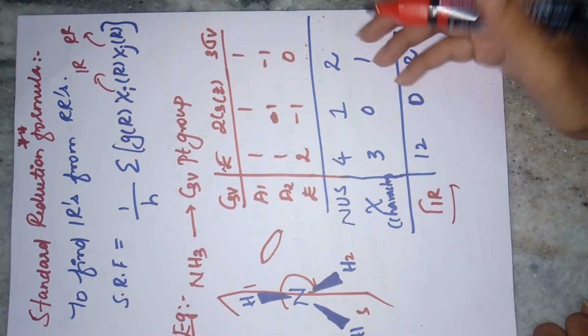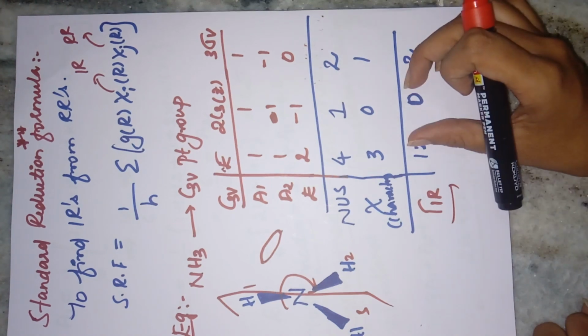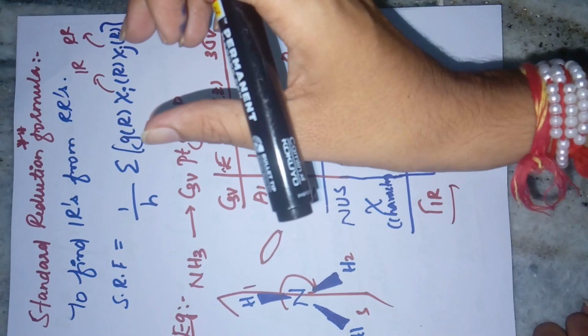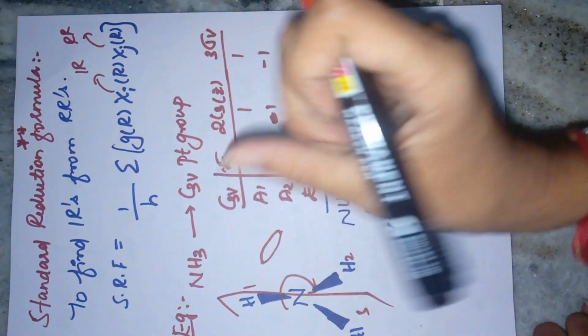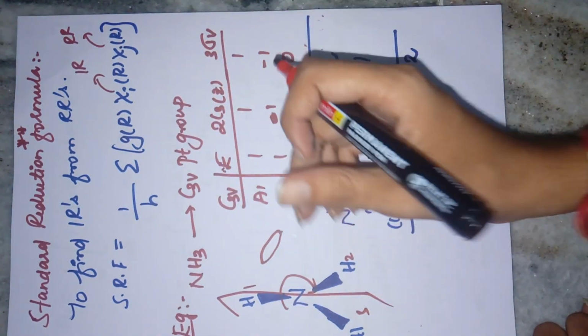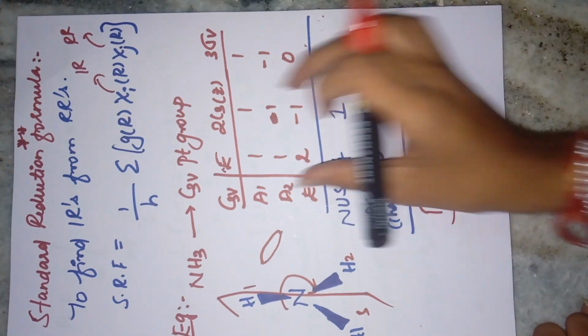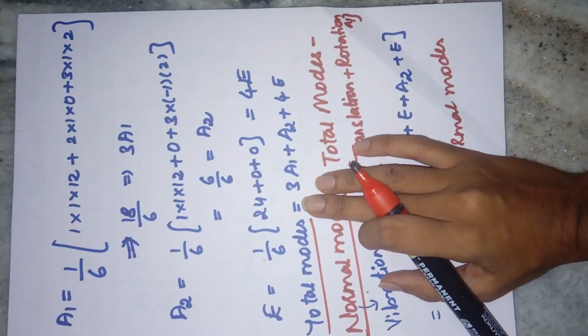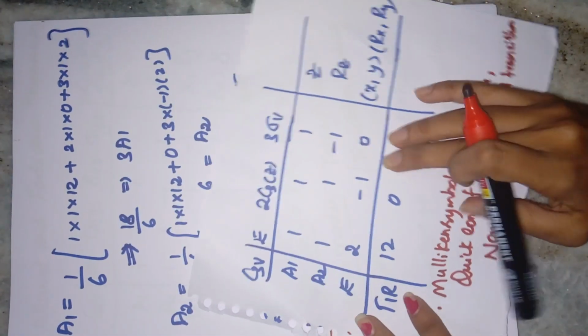In some exams they will also give you the representations, and they will give you the character table, and they'll ask you what the normal modes are. How do you calculate the normal modes? Using this, we have to calculate the normal modes. So here I have calculated, using the C3v point group over here.